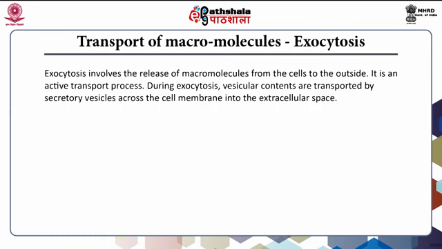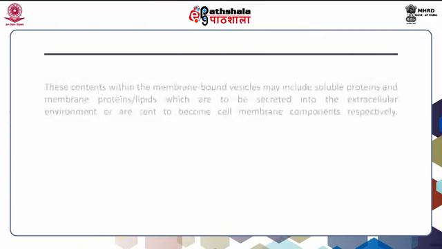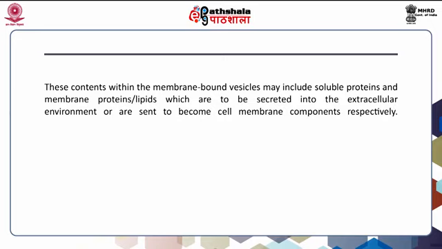Now, exocytosis, which involves the release of macromolecules from cell to the outside. It is an active transport process. During exocytosis, the vesicular content, as you can see in the figure, are transported by secretory vesicles across the cell membrane into the extracellular space. These contents within the membrane-bound vesicles may include soluble proteins and membrane proteins or lipids, which are to be secreted into the extracellular environment. Exocytosis is also of three different types.